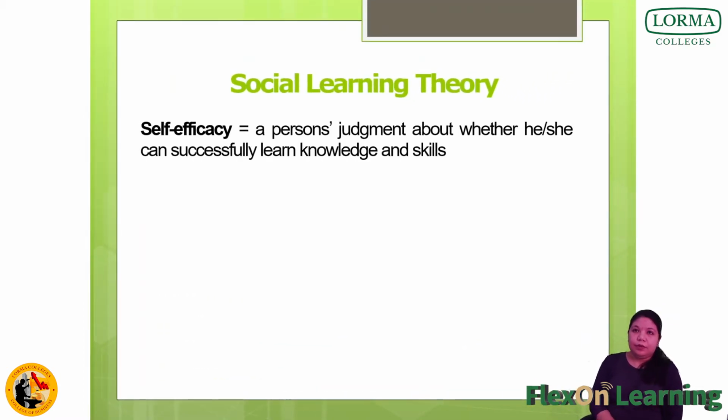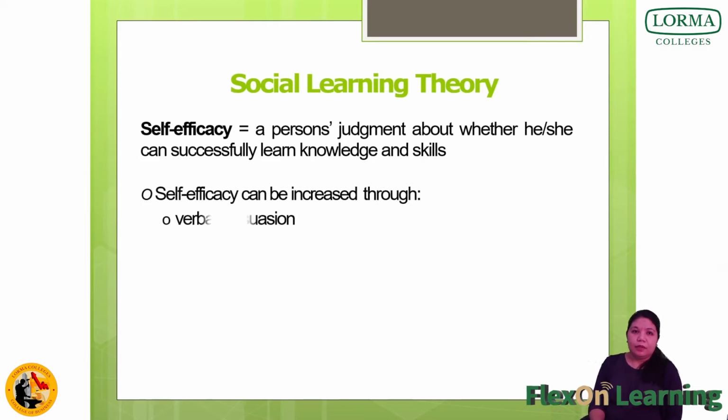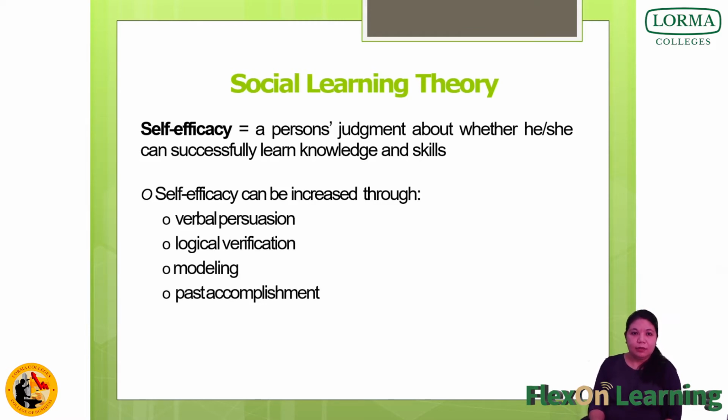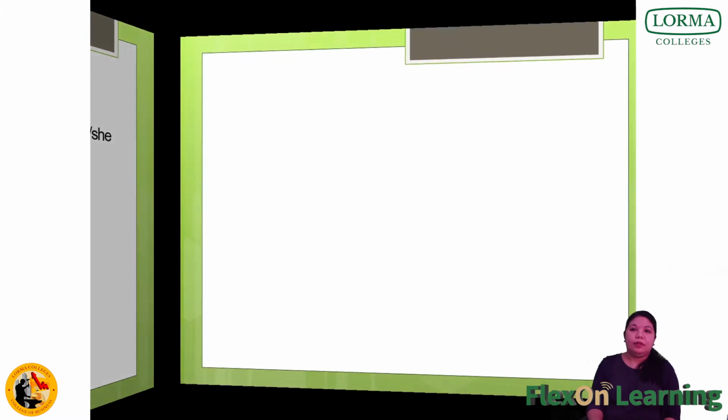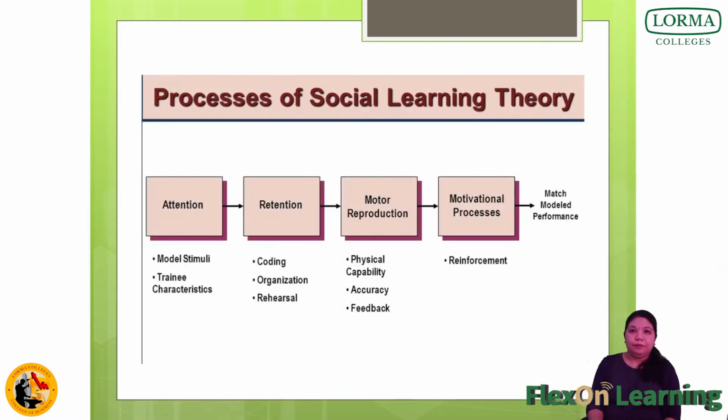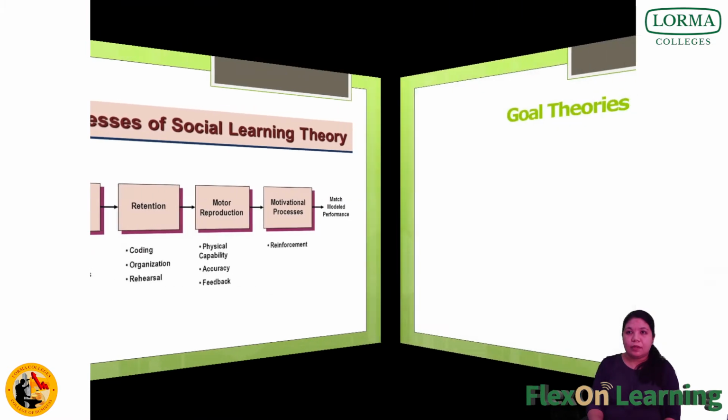Under social learning theory, we have what we call self-efficacy. This is a person's judgment about whether he or she can successfully learn knowledge and skills. Self-efficacy can be increased through verbal persuasion, logical verification, modeling, past accomplishment. And then we have here the processes that involve attention, retention, motor reproduction, then motivational processes.